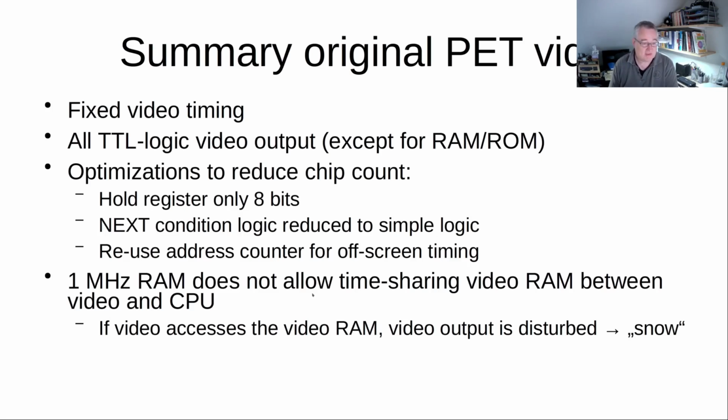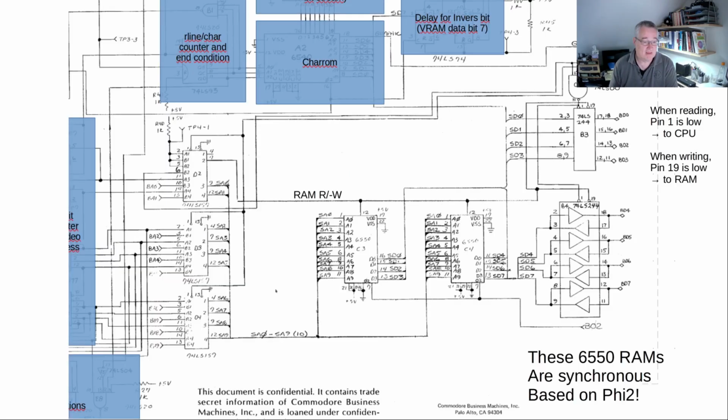The 1 megahertz RAM does not allow for time sharing between video and CPU. So the RAM will see either the data that's written from the CPU or will output the data that is read by the CPU, and this exact data is going to the char ROM. So when you access the video memory while video is active, that's when the snow happens.